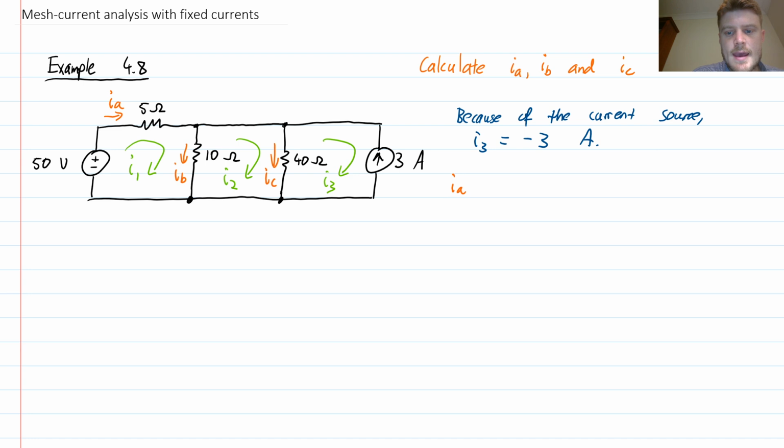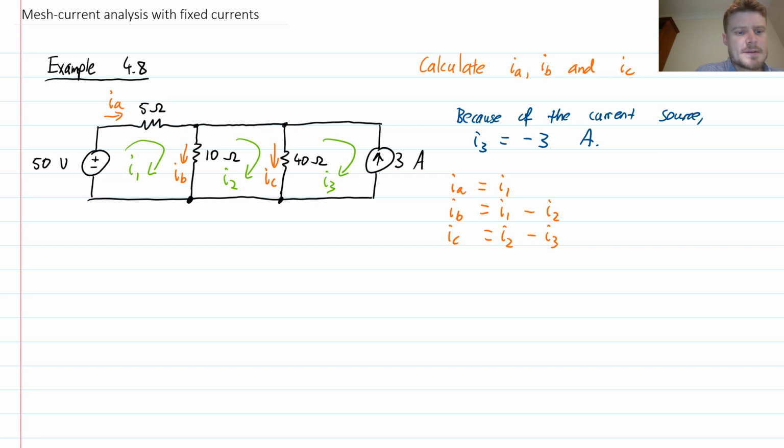IA is just I1. There's only one mesh that touches the resistor where IA is labeled. For the case of IB, there are two meshes that contribute, and so we get I1 minus I2. And for IC, again, there are two meshes that touch, so they are I2 and I3. We assign positive and negative signs because of the directions of the arrows.